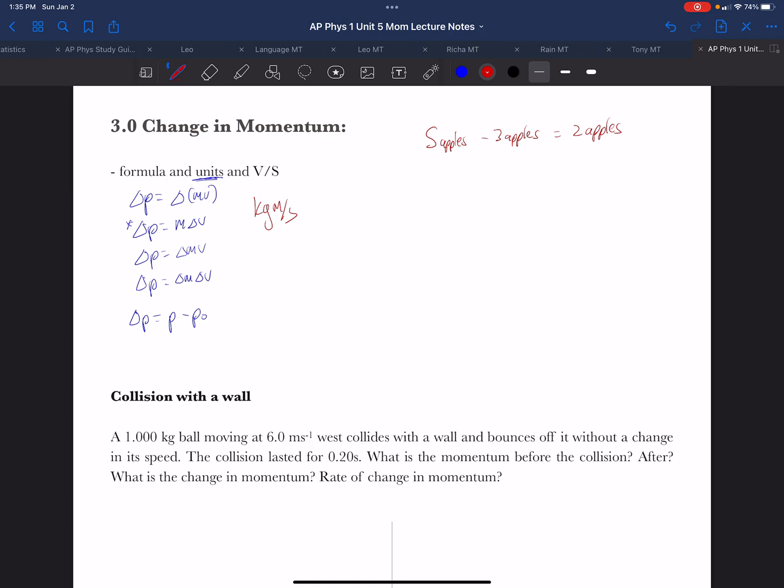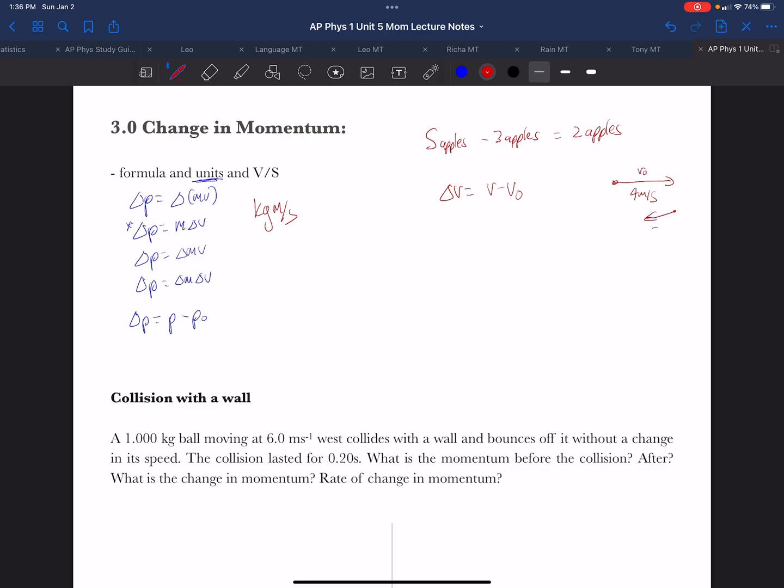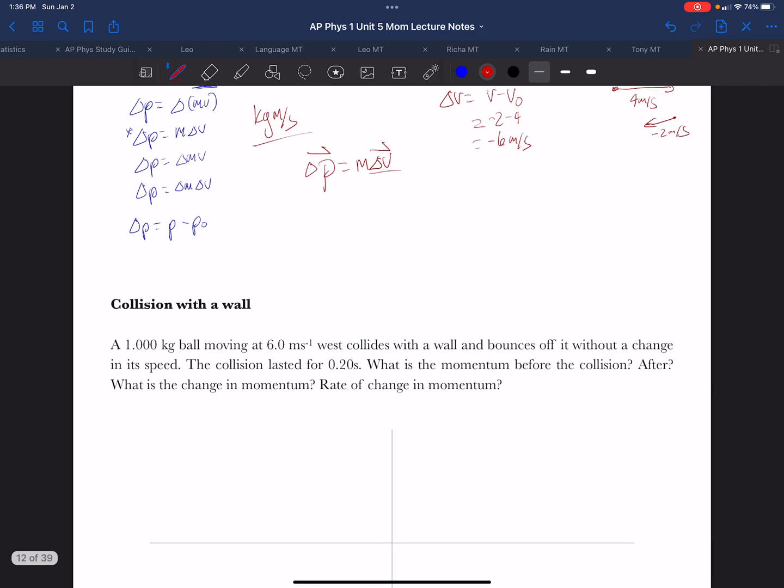If delta v is v minus v0, and I have an initial velocity of, let's say, 4 meters per second, and afterward my velocity is minus 2 meters per second, well, then I have minus 2 minus 4, which is going to give me minus 6 meters per second. The velocities are vector quantities. The change in velocity is a vector quantity. And since a change in momentum involves a change in velocity, the change in momentum will also be a vector quantity. So it is a vector, and the units will be the same as momentum, as with all things. All right, let's do a calculation here.